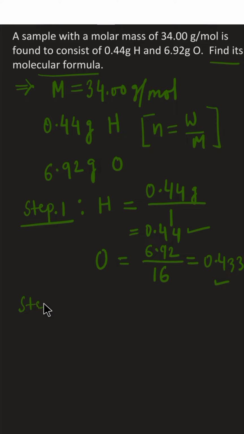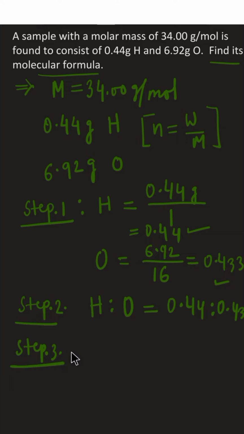In step 2, we will have a ratio of their moles. So hydrogen and oxygen will have the ratio 0.44 to 0.433. Now between these two, what is the smaller value? 0.433. So in step 3, we'll have the simple ratio.